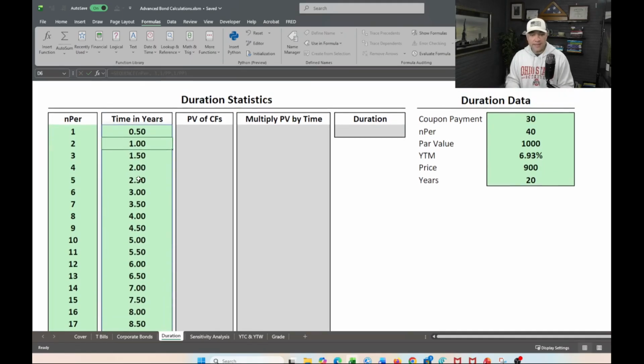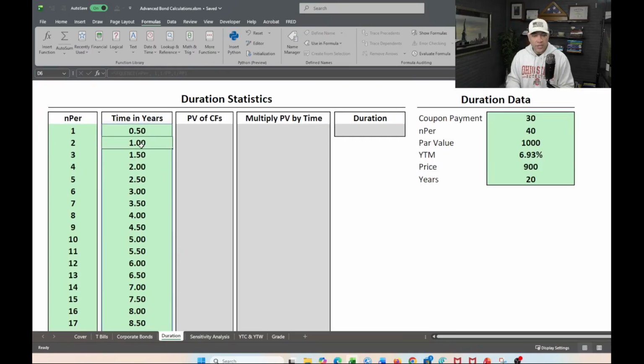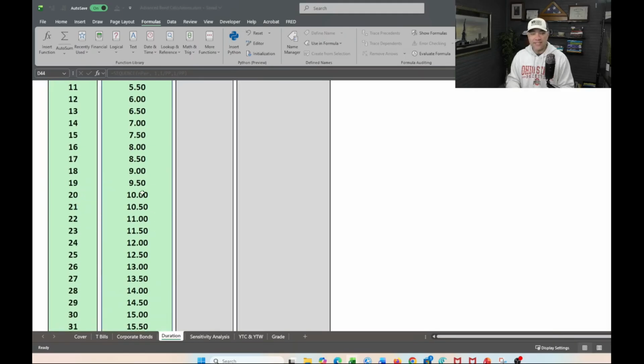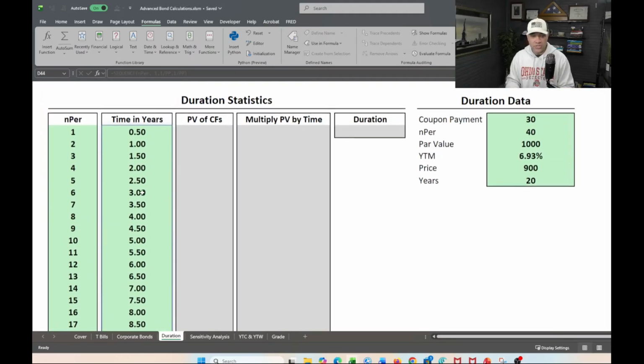Look how perfect that is. It gave us 6 months, 1 year, 1.5, 18 months, 24 months, 30 months. So it goes perfectly that we needed, and it ends nicely right there. So what is that? That's 20 years, right? It's exactly what we need to calculate duration.